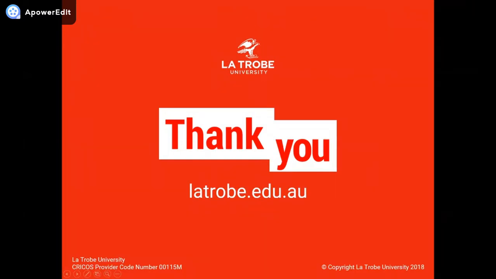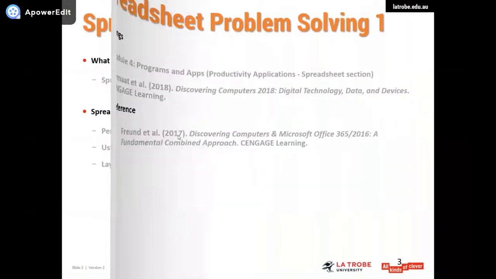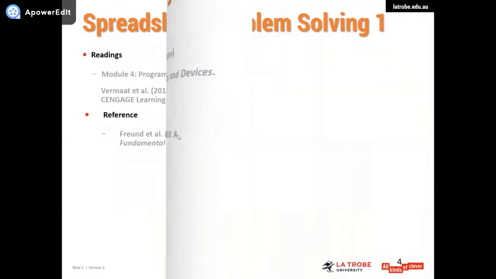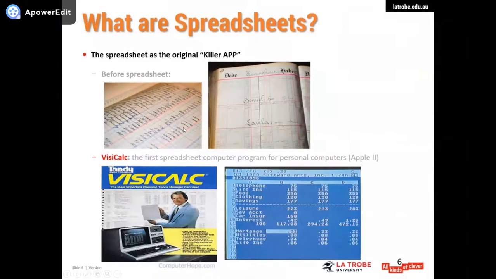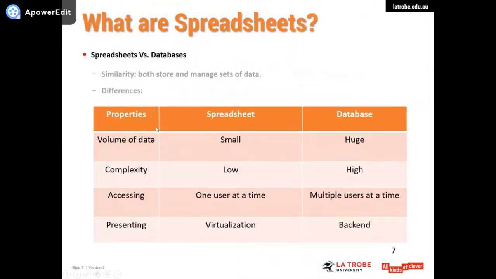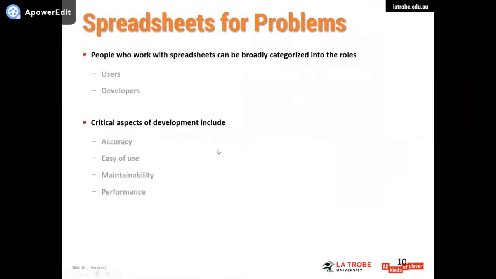Then it's spreadsheet, part 1. For the spreadsheet, let's quickly go through this. For the spreadsheet definition, you can have a quick look. Important is the difference and the similarity between the spreadsheet and the database. You should tell the pros and cons of using a spreadsheet or a database. So we can continue. This is something you can have a quick look at. It's important, but it won't appear in the exam.